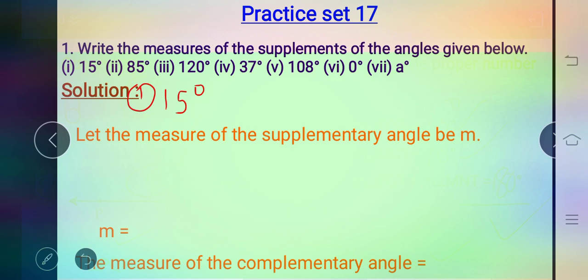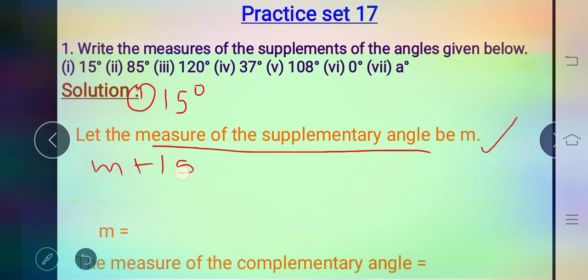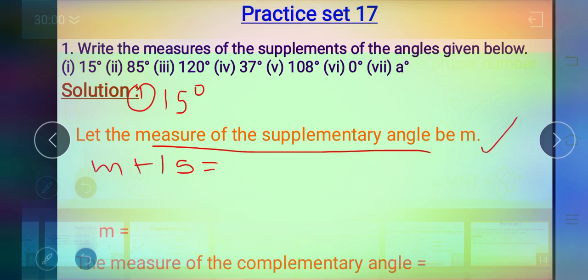So what we will do, students, is let the measure of the supplementary angle be m degrees. When you add m plus 15, the addition must be 180 degrees.